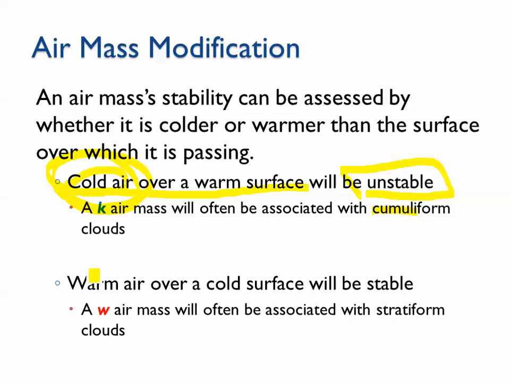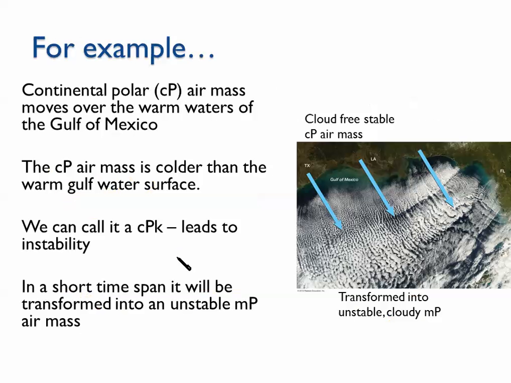On the other hand, if we have warm air moving over a cold surface, what's going to happen? That cold surface is going to cool the warm air. So we have cooling air, so that's not going to rise. And if our air doesn't rise, then we'd say that that air is stable. So that's our W air mass. And we may have stratus clouds associated with that, and maybe some precipitation, but usually not as much. So let's look at an example.